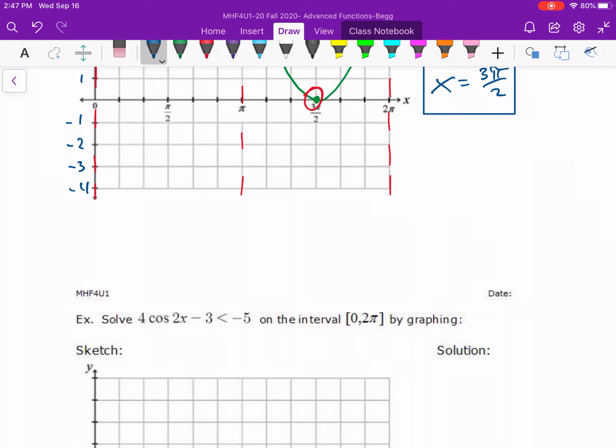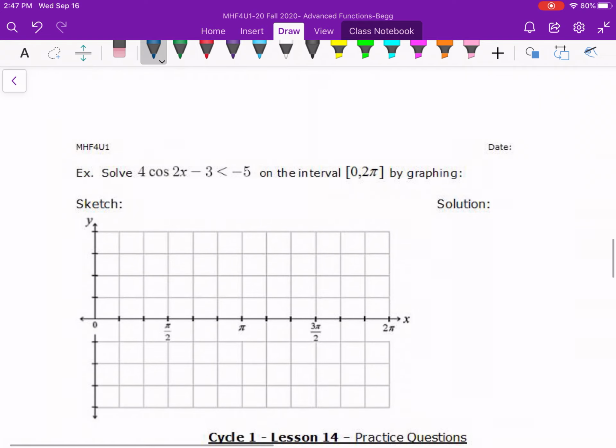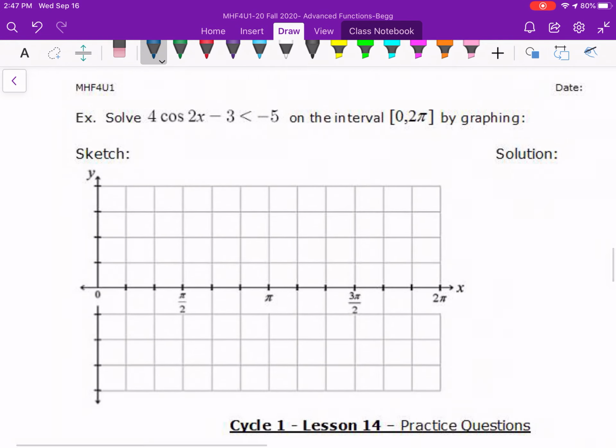Finally, we're going to do an inequality involving trig functions. Again, my choice, do I want to put everything on one side and just look at the x-axis, or do I want to graph the left and right side separately? I'm going to go with my preference, which is bring everything to the one side. In this case, it just seems easier. If I bring -5 over to the other side, then when I add it, it becomes +5, so I end up with +2 is less than 0. So this is the actual inequality that I'm graphing.